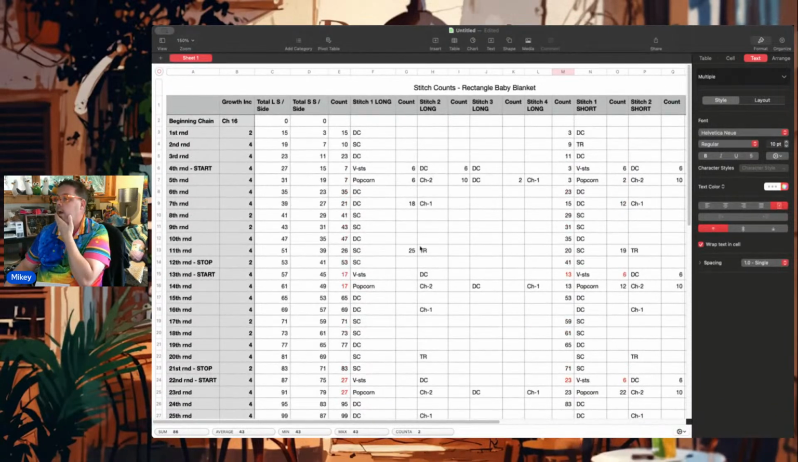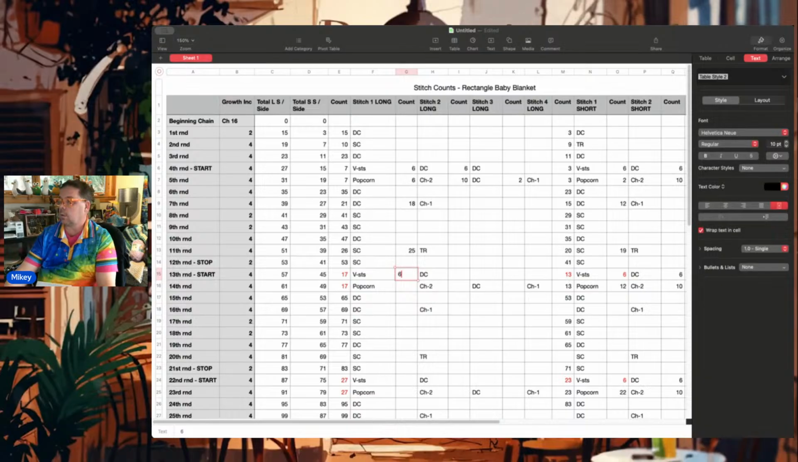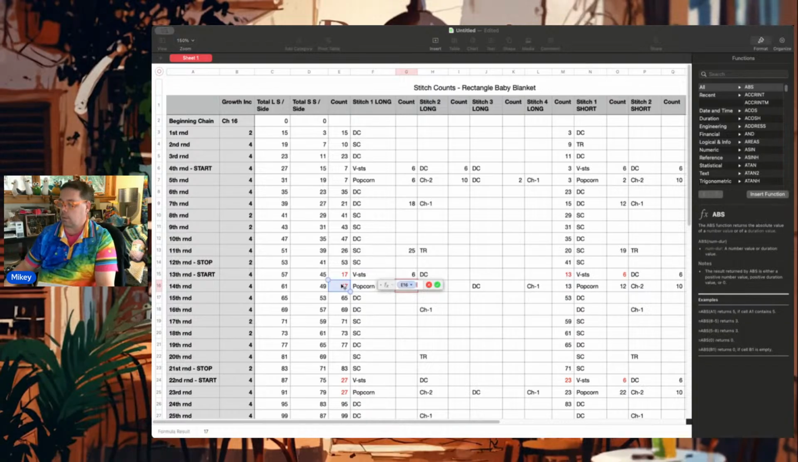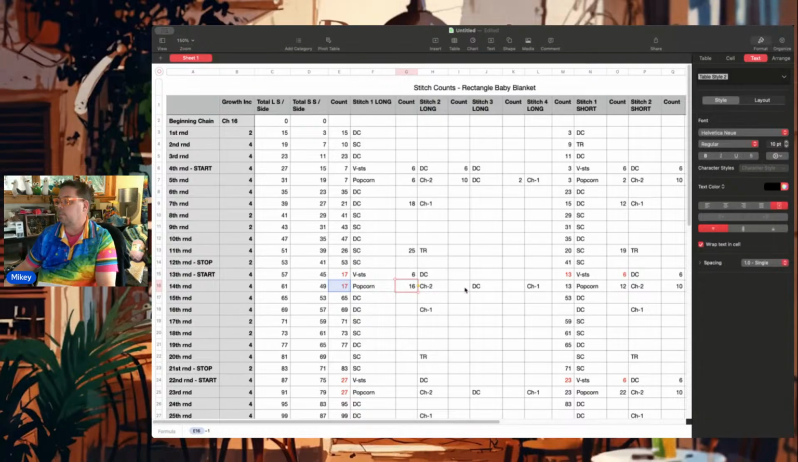So we have to do the same math for over here. So if there's 17 V stitches, how many double crochets there are? There's going to be always a total number of 6. And then the chain 2 is this number minus 1. This number minus 1. And the popcorn, there's always going to be 10 double crochet. And there's always 2, chain 1.